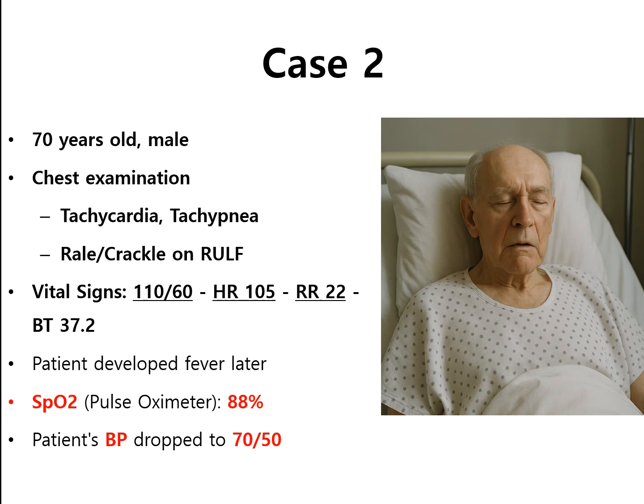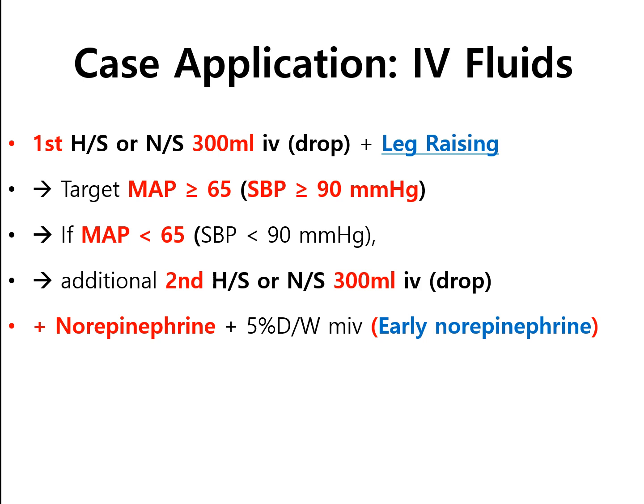Let's apply this to the case patient. After his vital signs worsened and sepsis and septic shock were suspected, the plan was: first, administer Hartmann's solution or normal saline 300 milliliter intravenous fluid bolus and passive leg raising. Target mean arterial pressure was higher than 65.